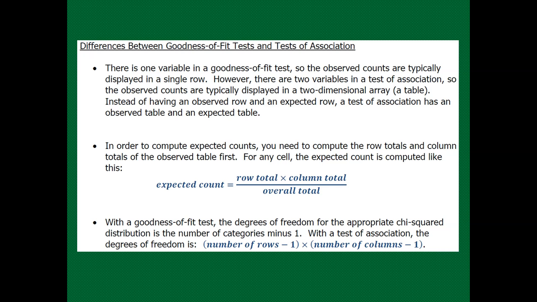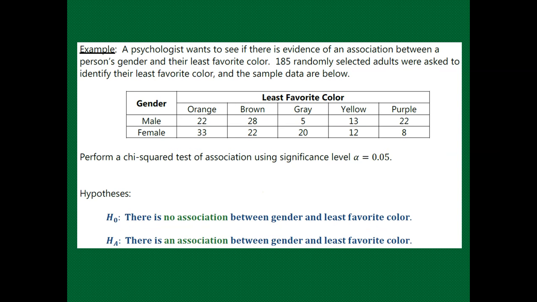If there's anything to watch out for here, it's probably this, because it's tempting to still think of it as being the number of cells minus 1, but if you do it that way, you're going to get a value that's too large. In this example, our two variables are gender and least favorite color. I made up the numbers here so we'd have some nice round numbers, but they're actually pretty close to the values that were in a real study.